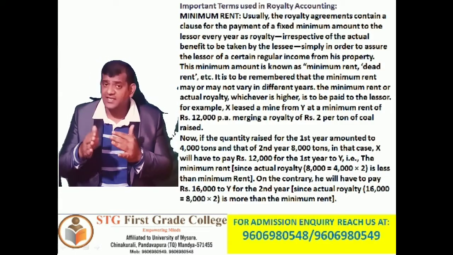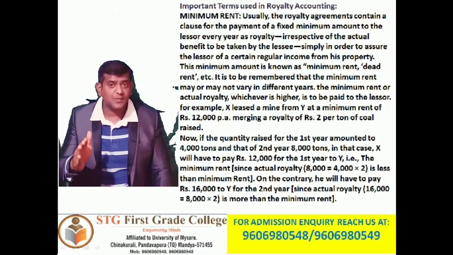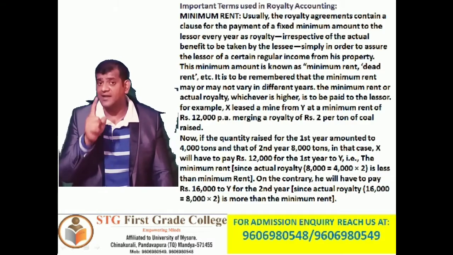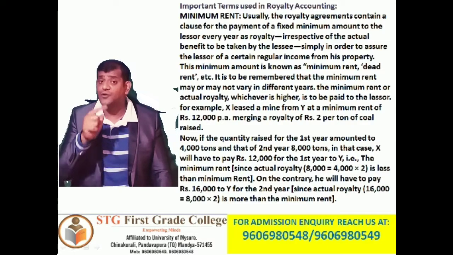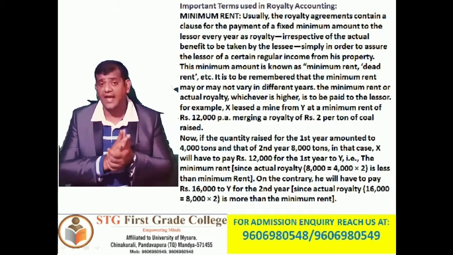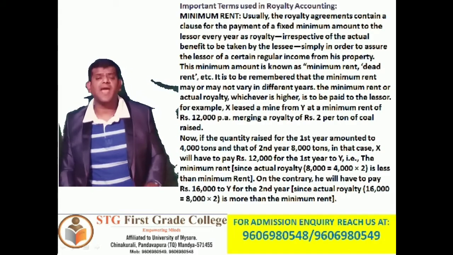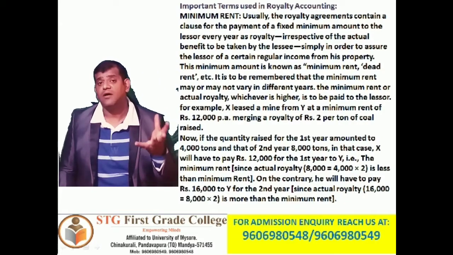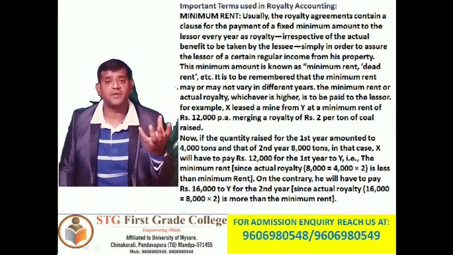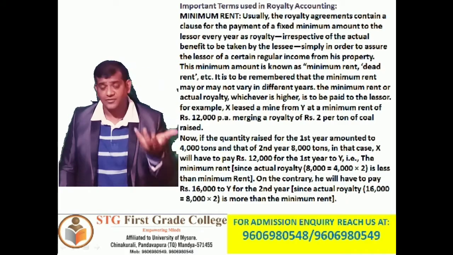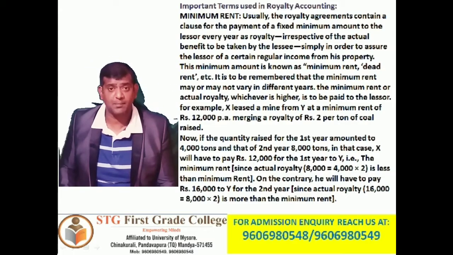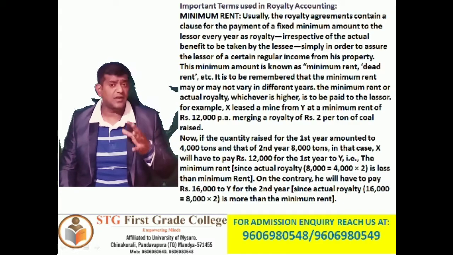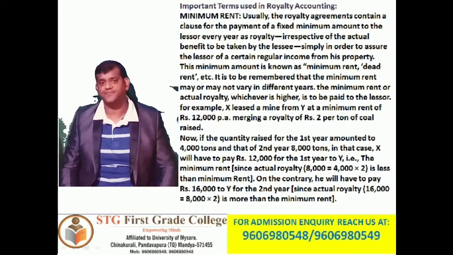Even in such cases, a fixed amount has to be paid by the lessee to the lessor. Clear? Lessee to the lessor, user to the owner. So the user has to pay a fixed minimum amount for the usage of that particular item or good or creation. Clear? That minimum amount which has to be payable, we call that a minimum rent. So now let us understand in better ways.